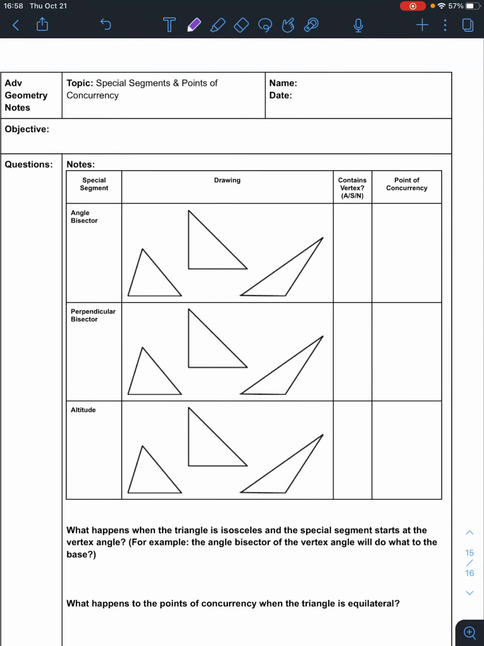So this lesson on triangles, we're going to continue our special segments. We're going to talk about angle bisectors, perpendicular bisectors, and altitudes.